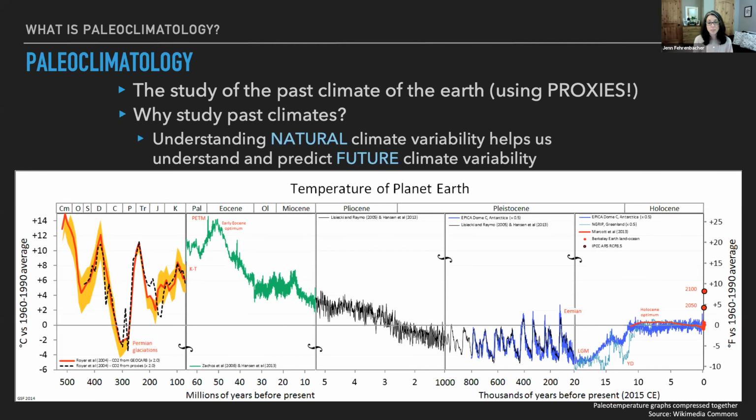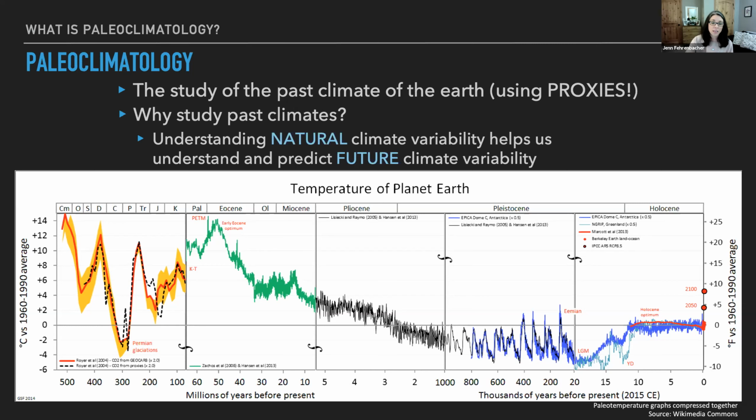And we do this because if we understand natural climate variability, it helps us to predict future climate change under natural change. And as we modify our planet by polluting and doing things with greenhouse gases, we're able to understand how under different scenarios the climate might change.